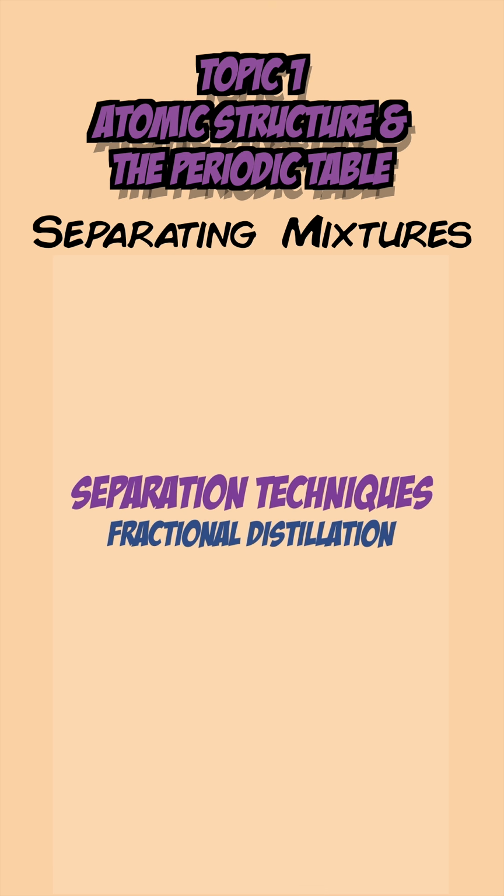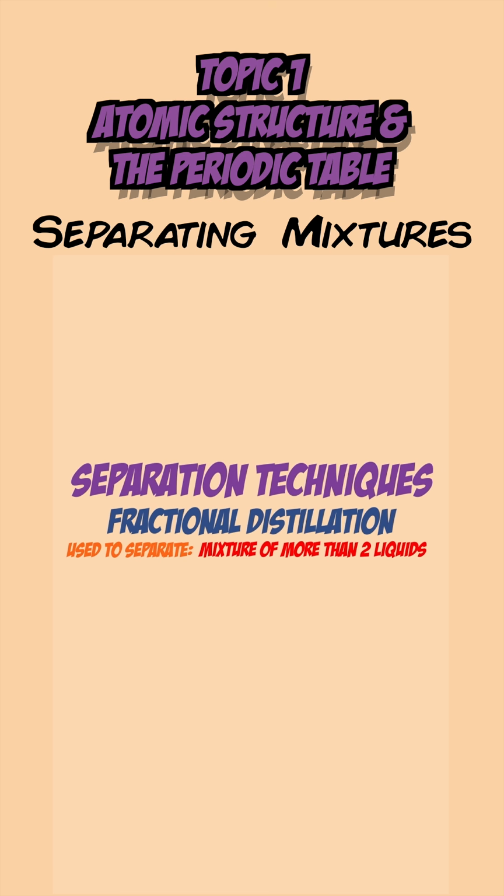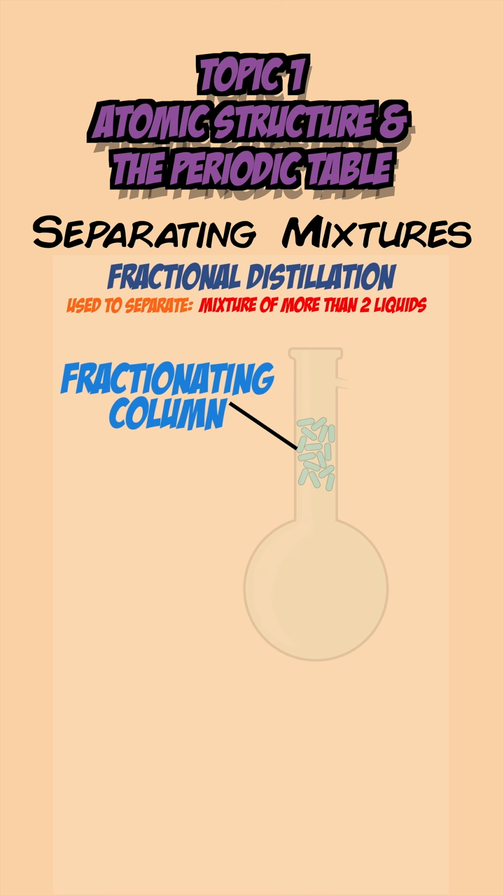Fractional distillation is similar to simple distillation, but it's used to separate a mixture of more than 2 liquids. It involves a fractionating column with glass rods in it, which has a temperature gradient. This is just when the temperature is hot at the bottom and cooler at the top. This helps to improve the efficiency of the separation of the liquids.